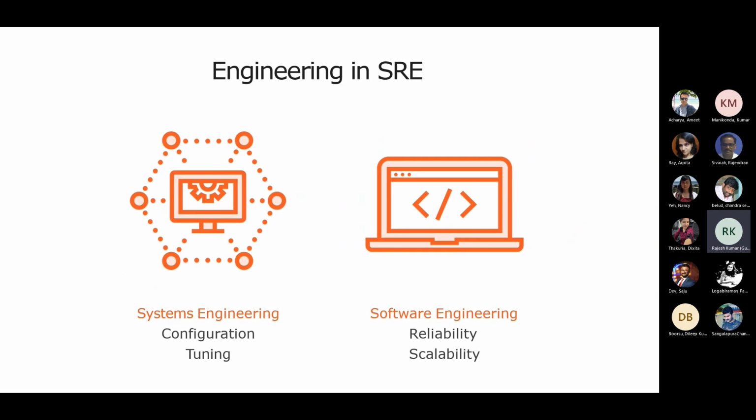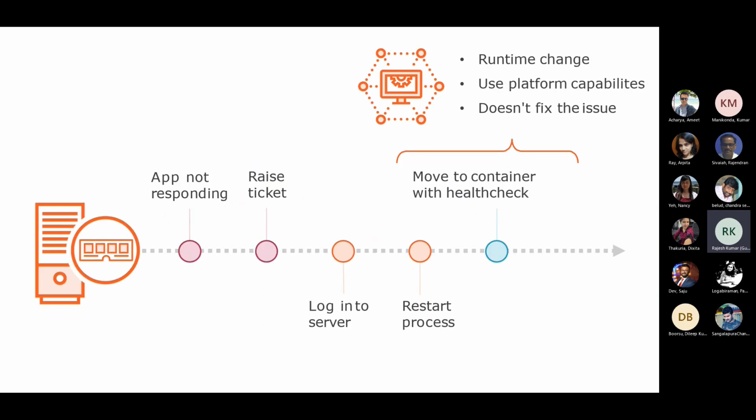So you need to bring in the practices of system engineering and software engineering. System engineering works with configuration and tuning. Software engineering works with reliability and scalability. So here, what to do? The app is not responding. Raise a ticket, log into the server, restart the process. This is a toil. What about if I migrate to the container?